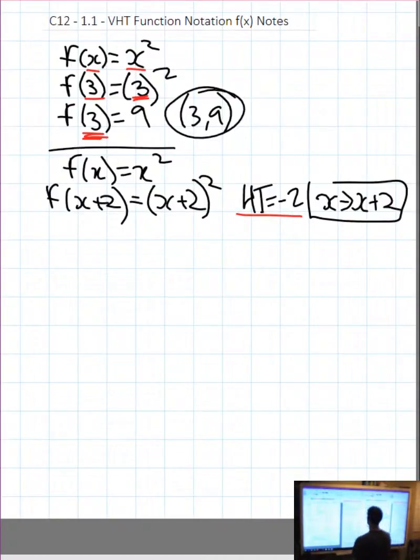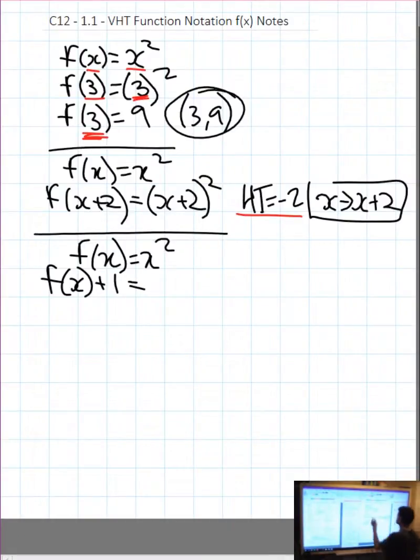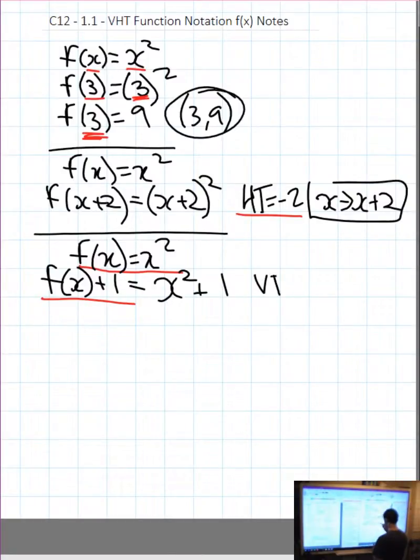Now let's take the function f of x again. So f of x equals x squared, and let's say f of x plus 1. Well, what's f of x plus 1? Well, we know that f of x is equal to x squared, so f of x plus 1 would just be what f of x is, plus 1. Now, that is a vertical translation up 1, vertical translation equaling +1.